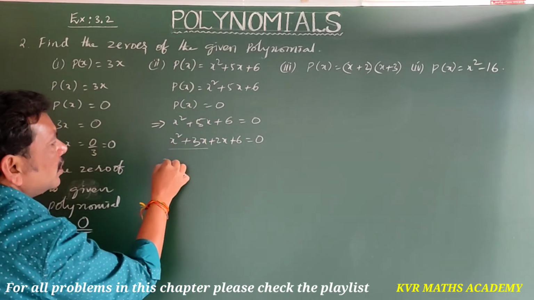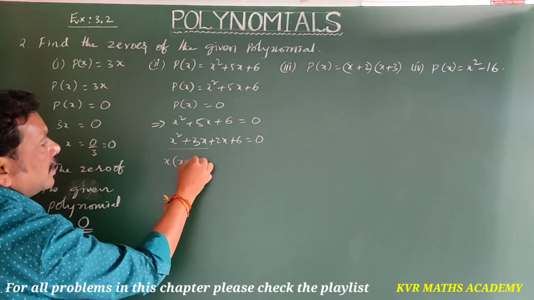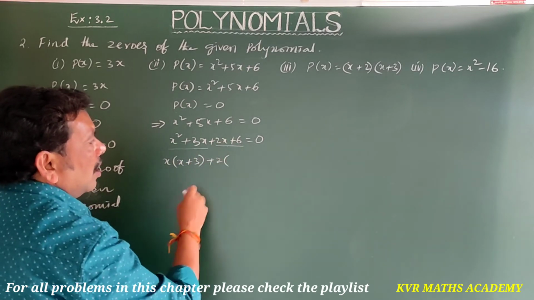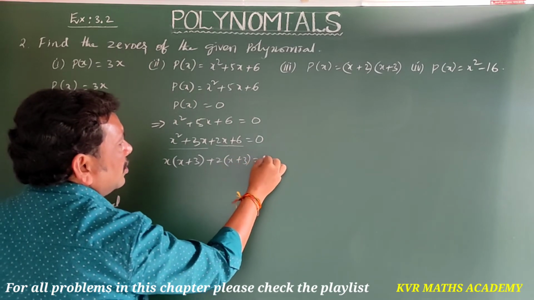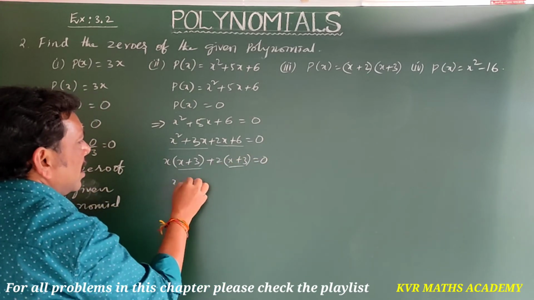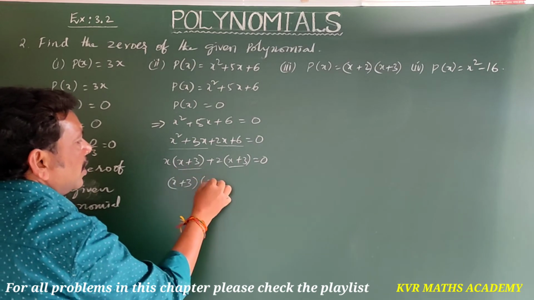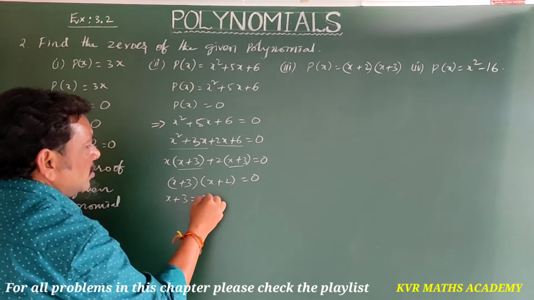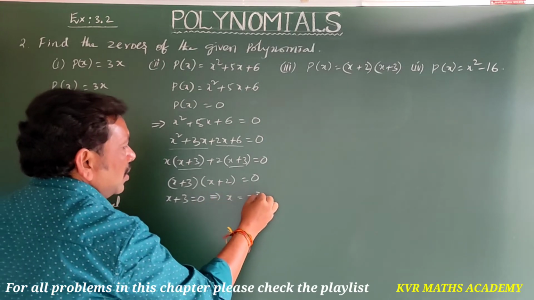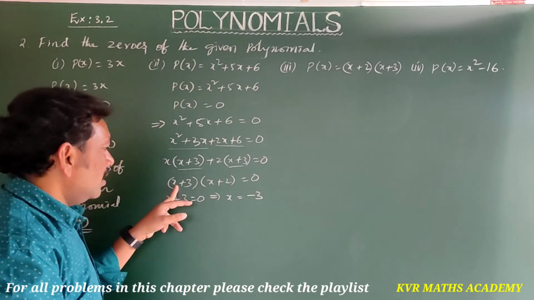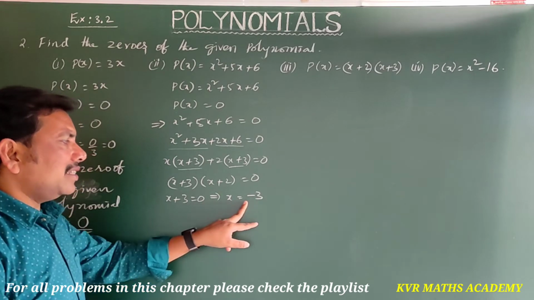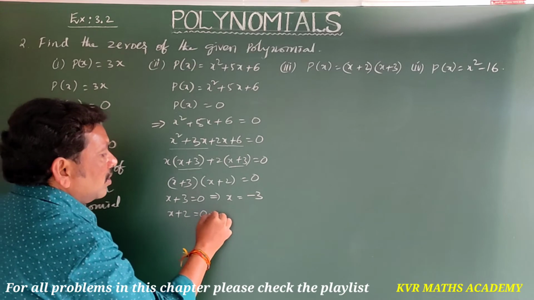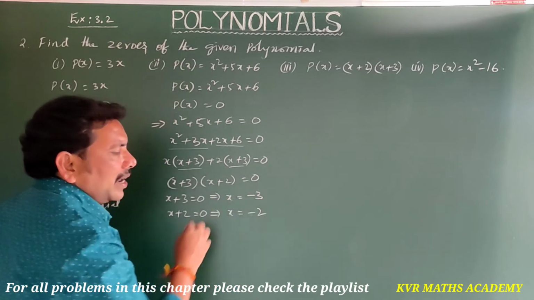So in these two terms x is the common factor, leaving x plus 3, and in these two terms 2 is the common factor, again leaving x plus 3. So x plus 3 is the common factor, and the remaining part is x plus 2, is equal to 0. First, x plus 3 is equal to 0. That implies x is equal to minus 3. Next, in the same way, x plus 2 is equal to 0. That implies x is equal to minus 2.